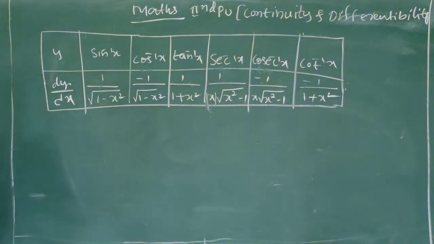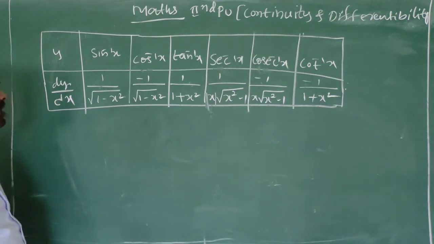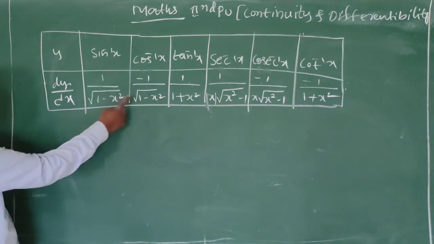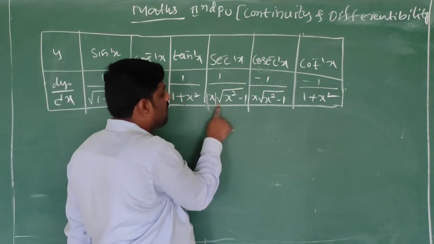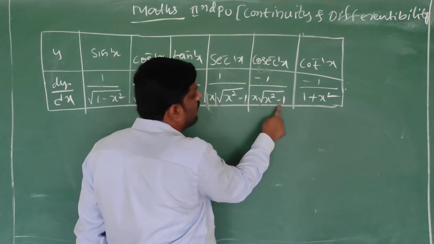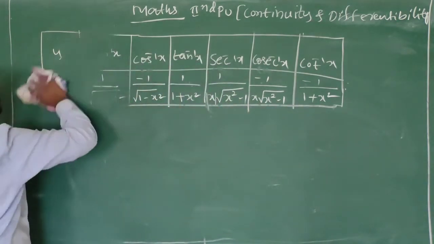So these are the formulas of derivatives of inverse trigonometric functions. Once again remember: sin inverse x derivative, cos inverse derivative, tan inverse x derivative, secant inverse x derivative, cosecant inverse x derivative, cot inverse x derivative. Next we will move on.